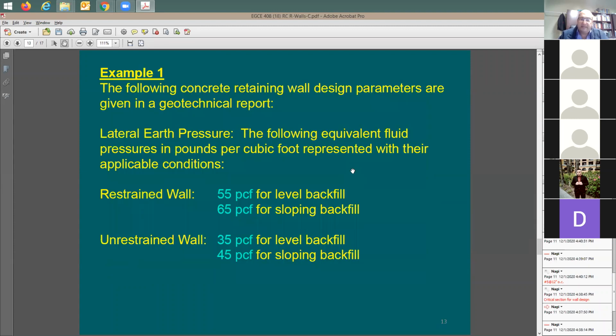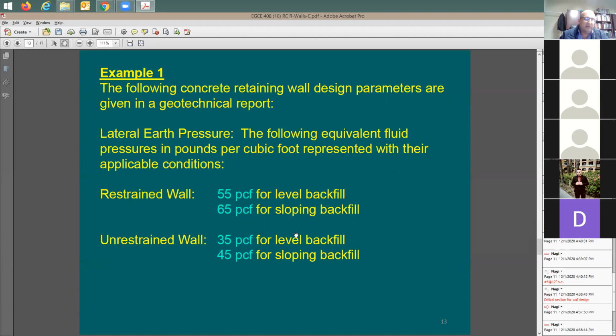All right, so let's see here how the soil report is going to give you the soil pressure. It says here, lateral earth pressure, which is the soil pressure on the wall. If you have a restrained wall, it's going to be 55 PCF for level backfill and sloping backfill. You see here two values for level and sloping.